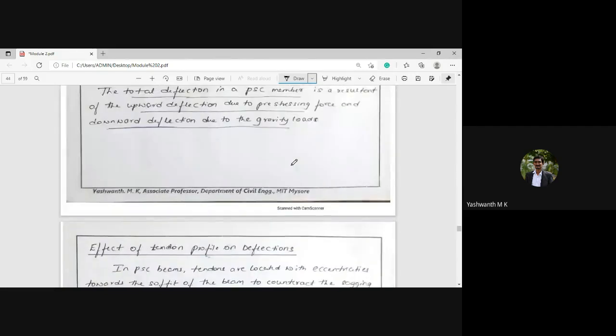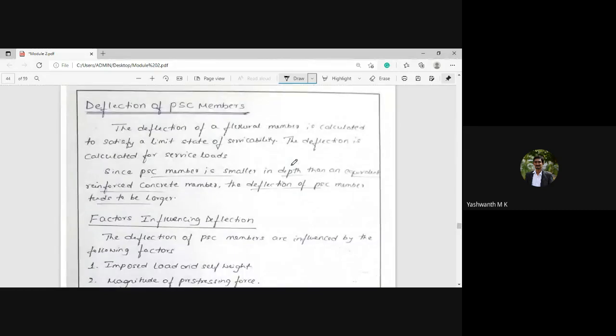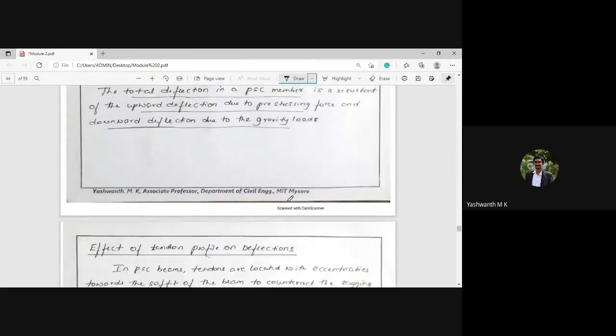Is it clear? With this, I am going to end the deflection part, and by this we have almost completed module number 2. I hope you have understood the concepts clearly that were discussed in module number 2, both loss of pre-stress and the deflection part. With this, I am going to end the session. Thank you.